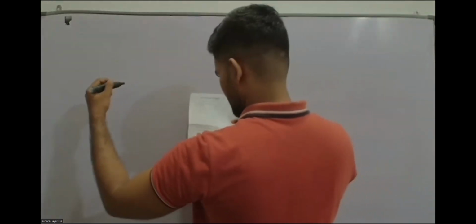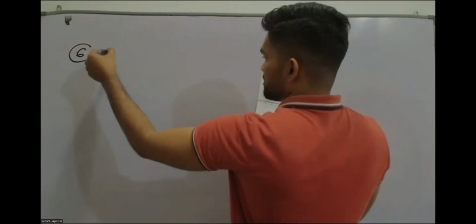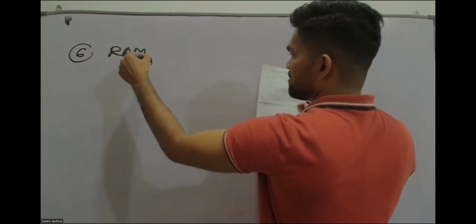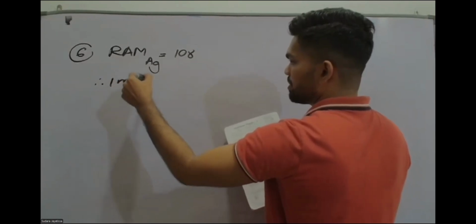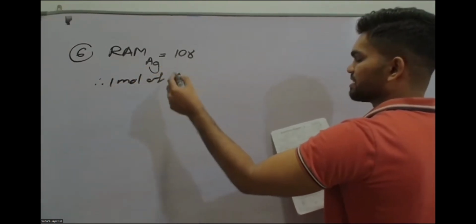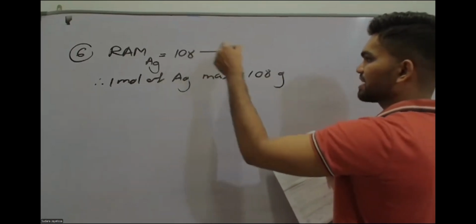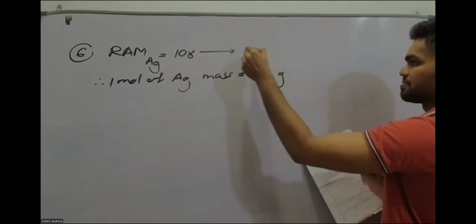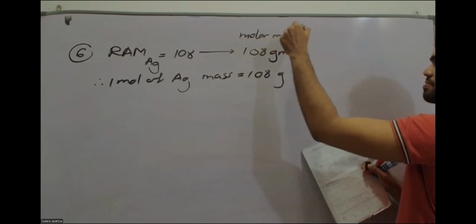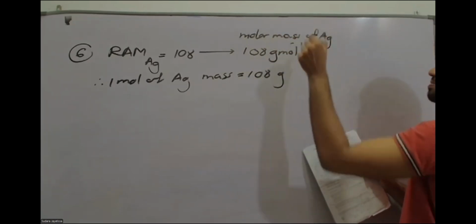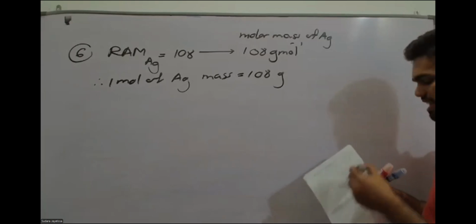So question number 6. Relative atomic mass of silver is 108. So that means 1 mole of Ag mass is 108 grams. In other words, we can say 108 grams per mole. This is the molar mass of silver. Understood? So that means 1 mole of silver is 108 grams.